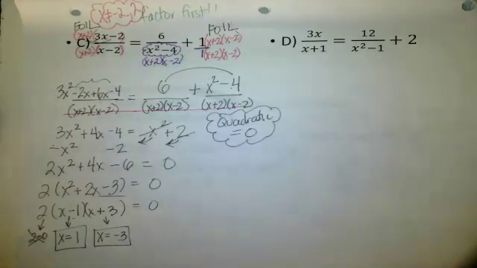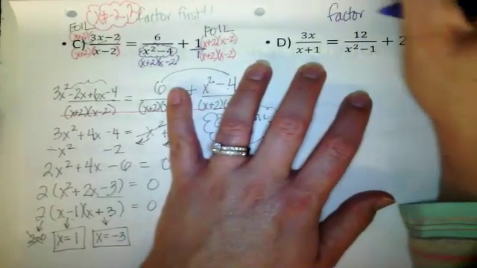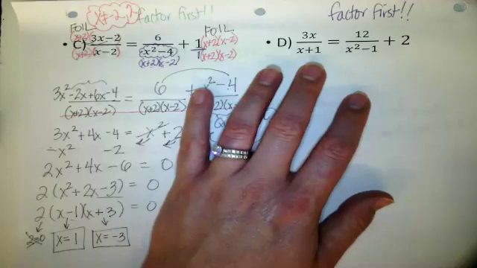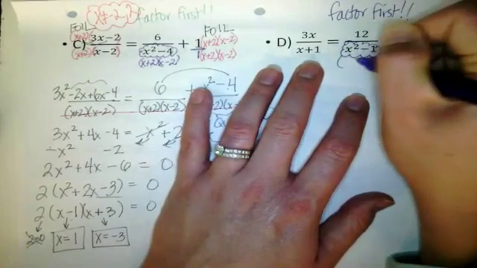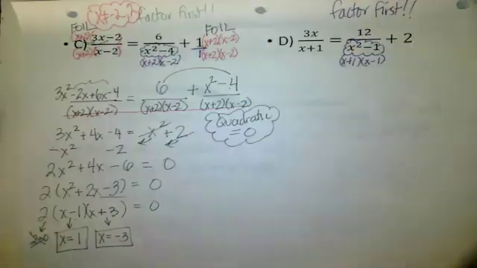All right, letter D. 3x over x plus 1 equals 12 over x squared minus 1 plus 2. Factor first, still applies. What can we factor? X squared minus 1 factors. Double bubble, x times x is x squared. Positive 1 times negative 1 gives me the 1.